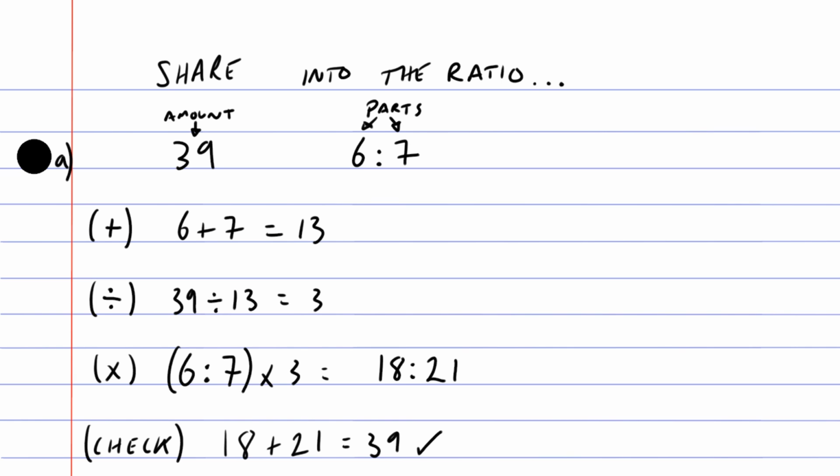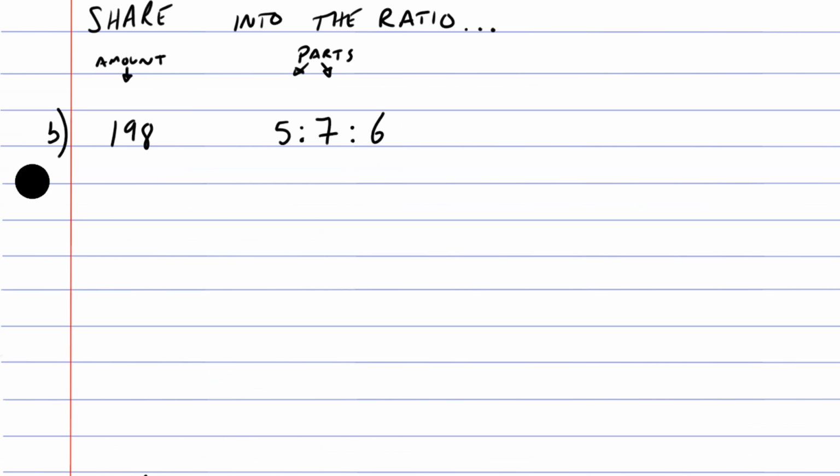And we can check our answer by adding those two numbers. 18 plus 21 is 39, so we've got it right. So we're always adding the parts, dividing the original amount by that sum, and then multiplying out by the answer we get for that. Question B, share 198 into the ratio of 5 to 7 to 6.